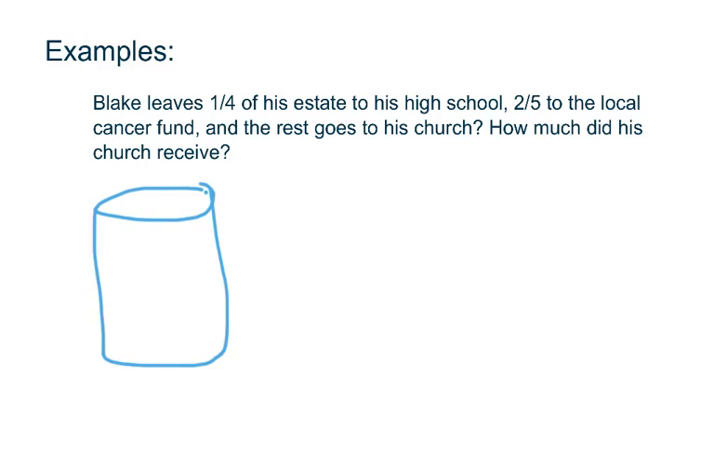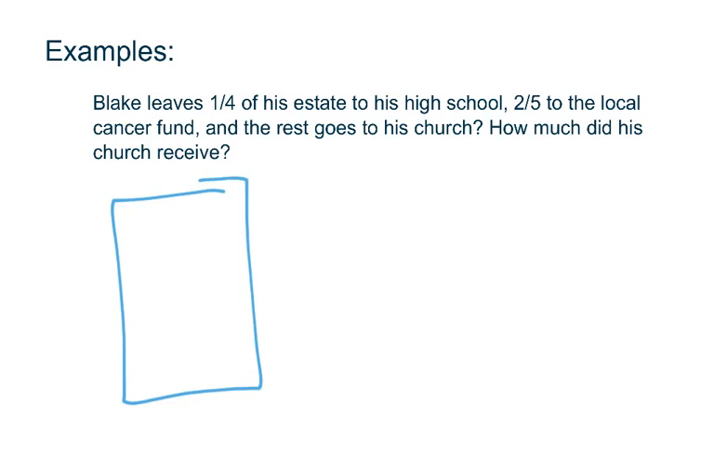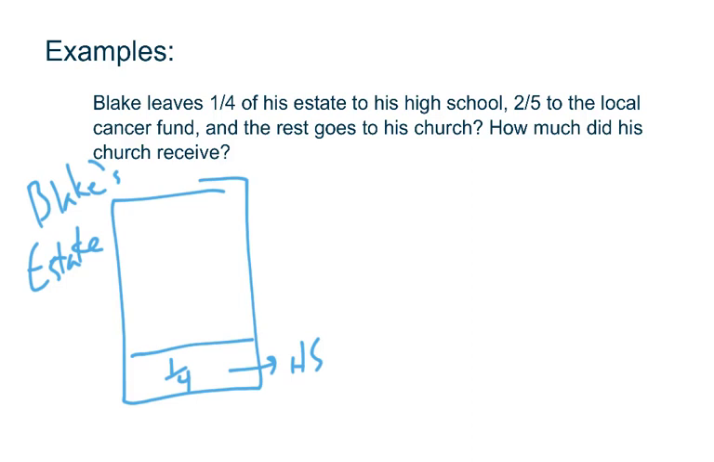This is his estate. Actually, you know what? Let's make it even easier. Let's just make it a rectangle. All right, so this represents Blake's estate. 1/4 of it is going to his high school. So this goes to high school. 2/5 goes to the cancer fund, and the rest is going to the church.